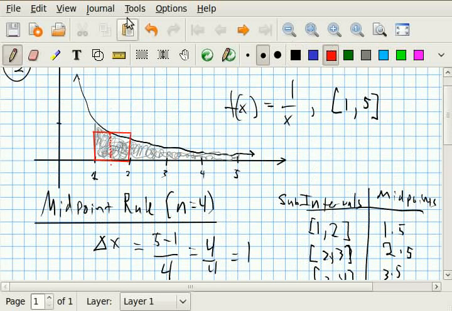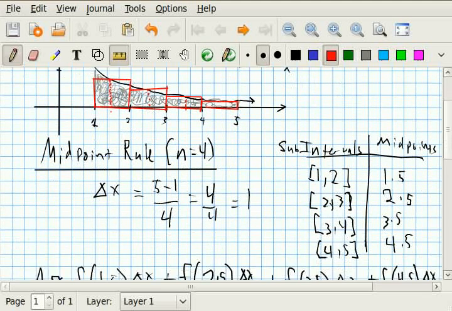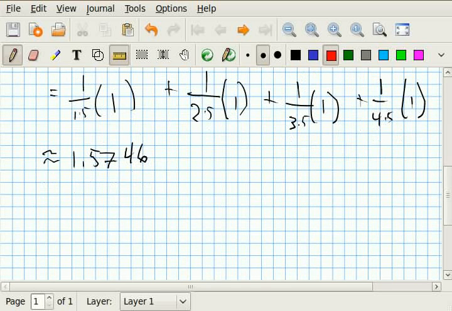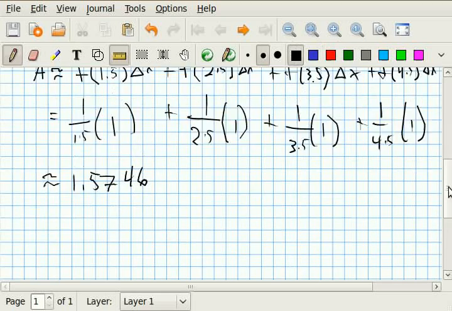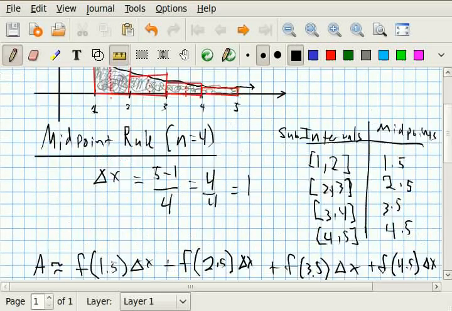So again, this is exactly what we're computing. We're computing the area of these 4 rectangles. The width of each rectangle is delta x, which is just 1, and the height comes from the y value at each one of these midpoints. The last rectangle, the fourth one, would be something like this. And you can see that the area of these rectangles is pretty close to the area below the curve. So we get about 1.5746 units.